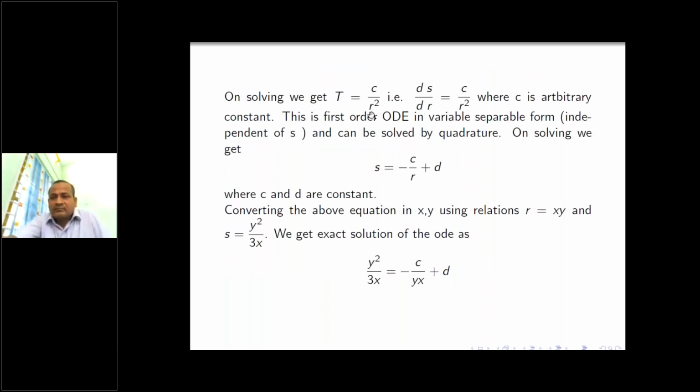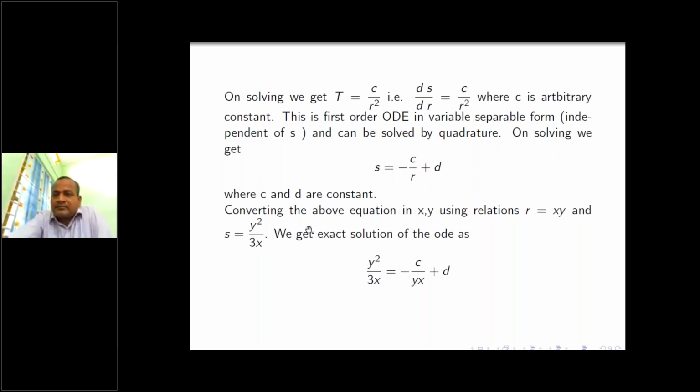On solving easily, we can get the value t is equal to C by r square, that is ds by dr is equal to C by r square, where C is an arbitrary constant. This is a first order ODE in variable separable form, which is independent of s and can be solved by quadrature. By solving, we get s is equal to minus C by r plus D, where C and D are constants.